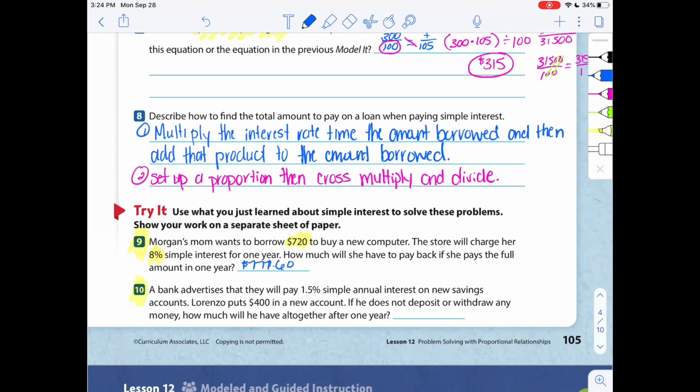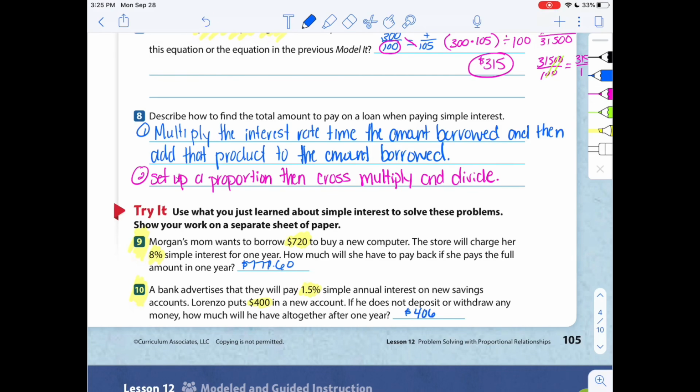Number 10, if he does not deposit or withdraw any money, how much will he have altogether after 1 year? So 1.5% and $400. So he has $400 in the account, and 1.5% interest is what he earned. So he's earning money as it's sitting there. So we're still going to be adding it to it like the other problems, and he would earn a total of $406. So what he originally had in there plus that $6.